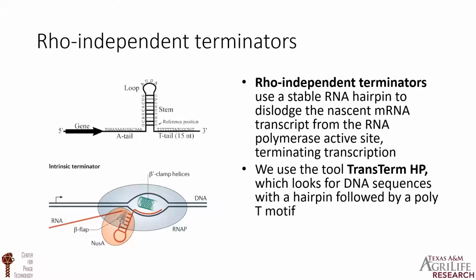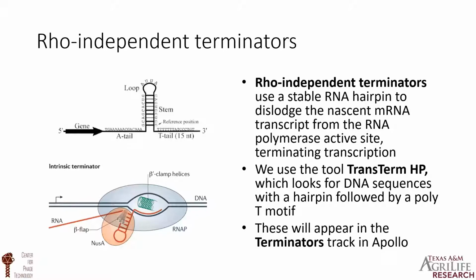On the top left here, there's a schematic of what the stem loop looks like, followed by a poly-T tail. On the lower panel on the left, this is a schematic showing what's believed to happen to terminate transcription, where this hairpin snaps shut as it leaves the exit channel of the RNA polymerase, which then causes the transcript to be dislodged from the RNA polymerase active site, which is assisted by the poly-T tail, which has weak base pairing. So what we're looking for here is a short hairpin loop, which is followed by a region of multiple T residues in the DNA sequence. These will also appear in the terminators track in Apollo.